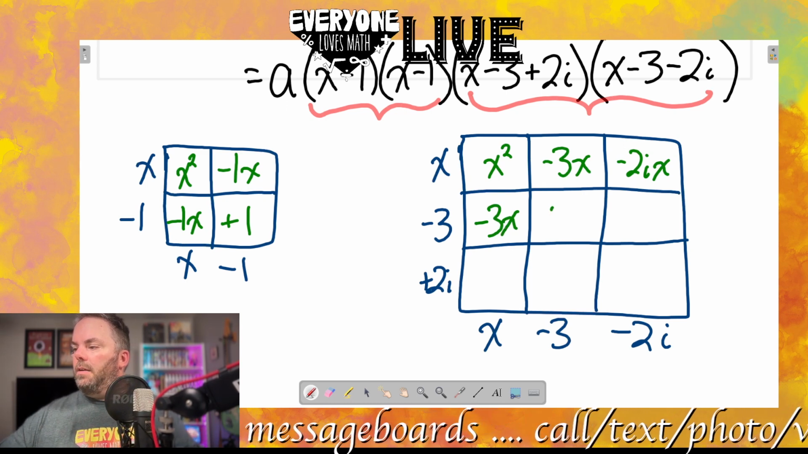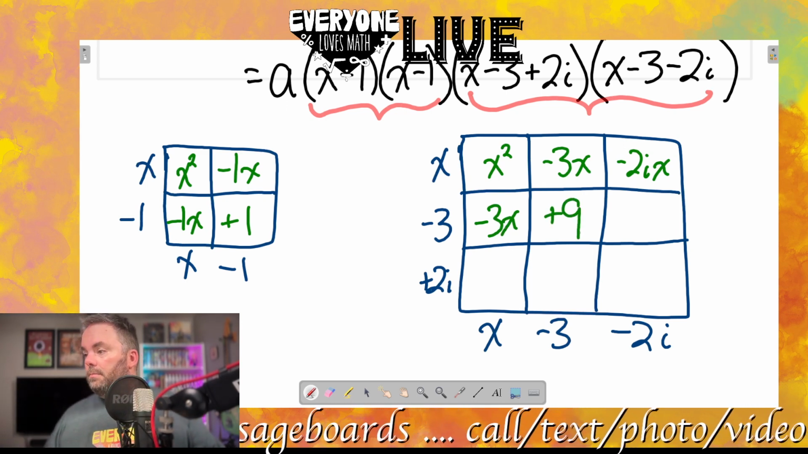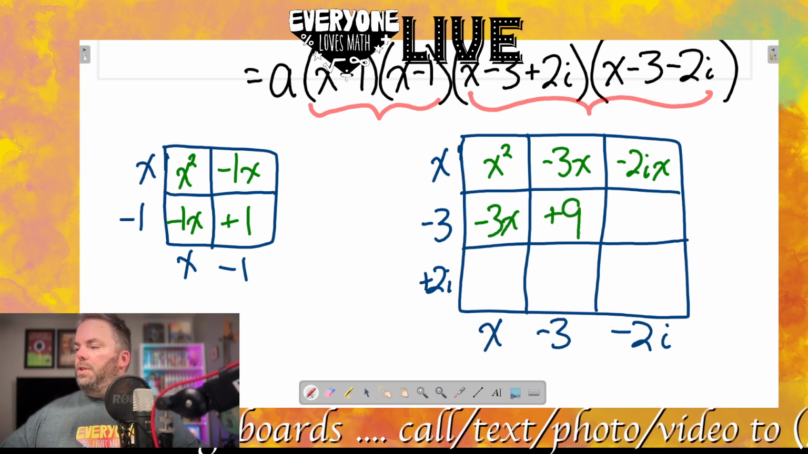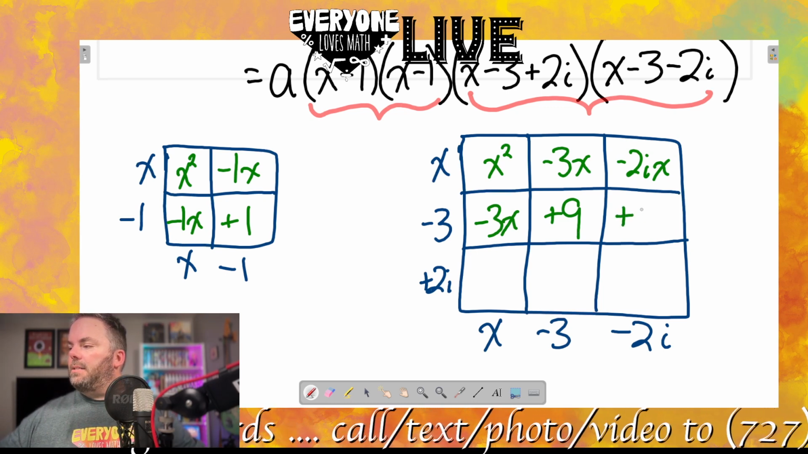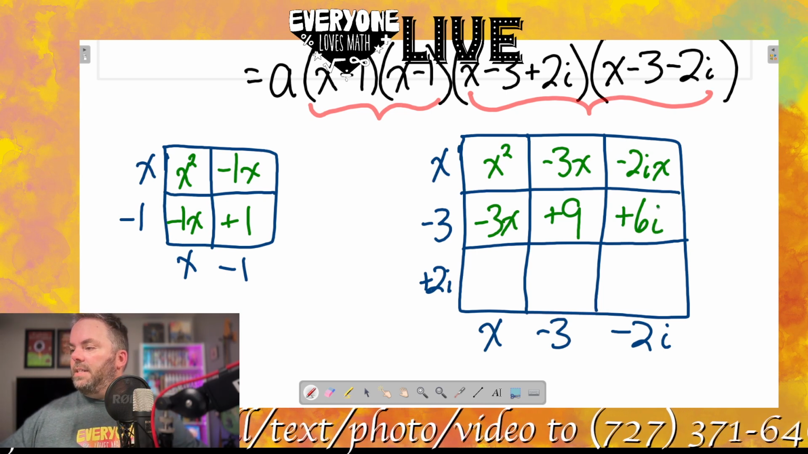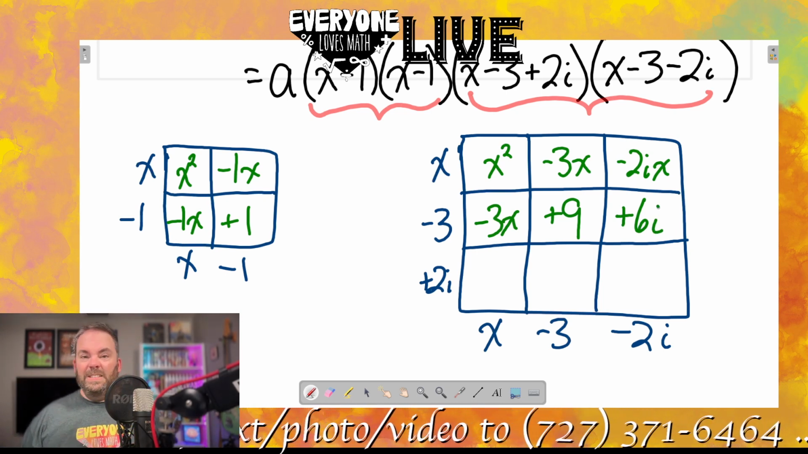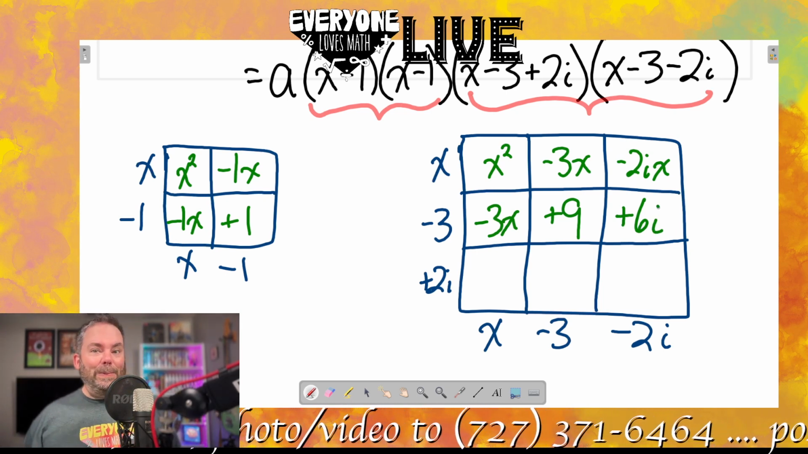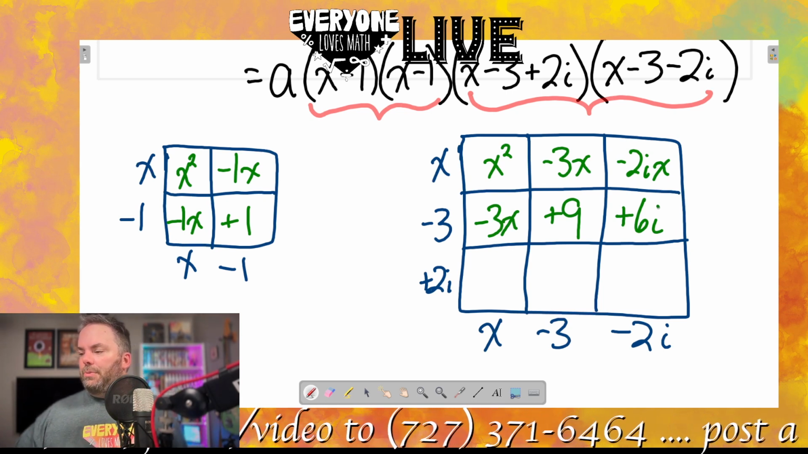Negative 3 times negative 3 is positive 9. And negative 3 times negative 2i, negative times negative is... oh, I'm sorry, negative times negative is positive, and that would be positive 6i. Woohoo! Get it. All right, last row.